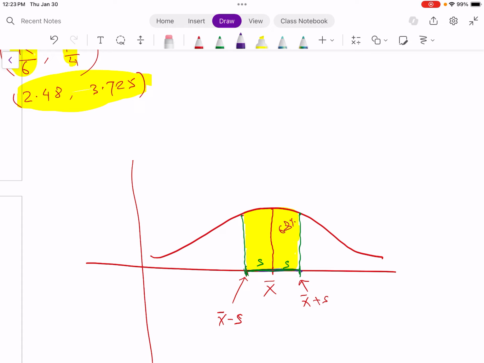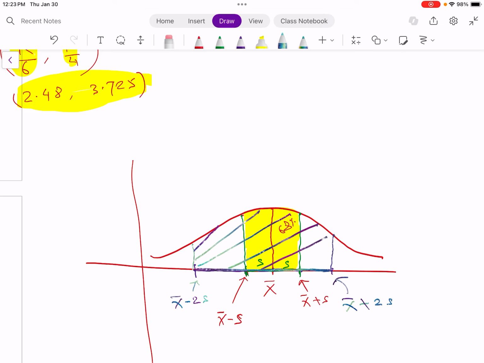Now, two standard deviations. You go two standard deviations from the mean, starting from the mean. So you go 2s on the right, and you go 2s on the left. We have this length, and this length is two standard deviations of the mean. So this point is x bar minus 2s, and this point is x bar plus 2s. And what percentage of measurements do we find within two standard deviations of the mean? 95. So this region is 95%.